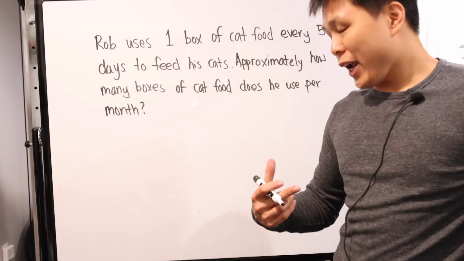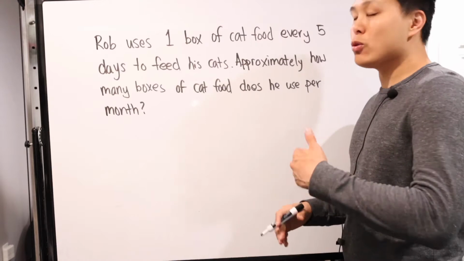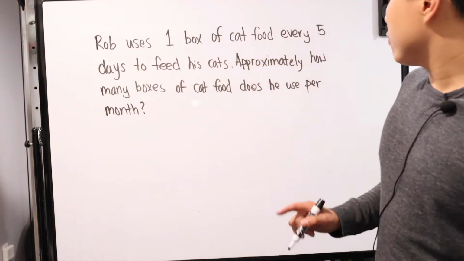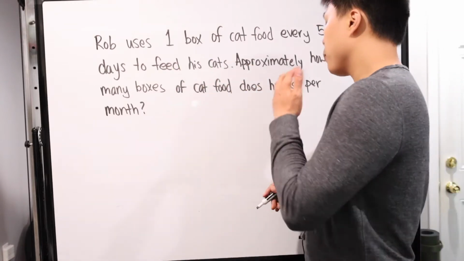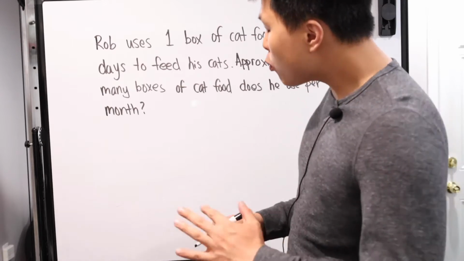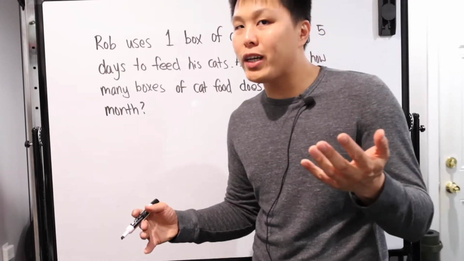All right, problem number 3 in this particular video. So this one's a fairly simple one, right? Rob uses 1 box of cat food every 5 days to feed his cat. Approximately how many boxes of cat food does he use per month? Now, this is more of a sort of ratio estimate kind of problem. I want to say it's more ratio than estimate.